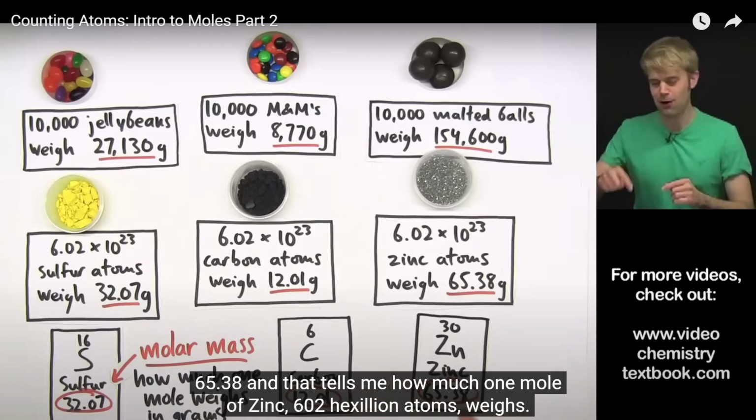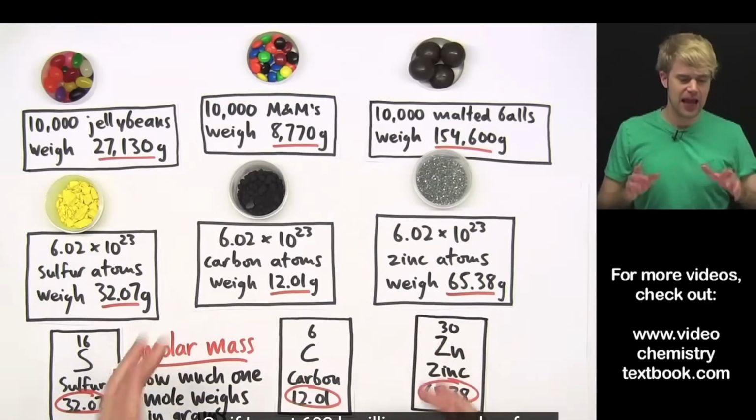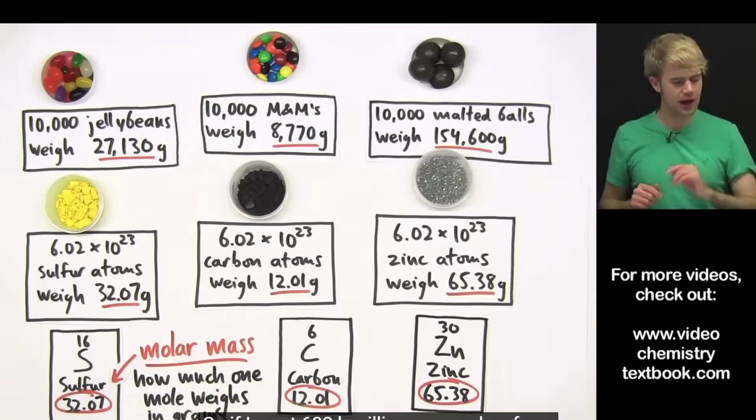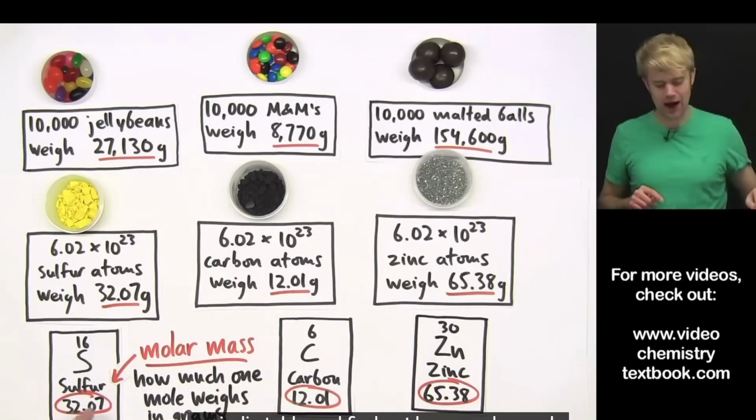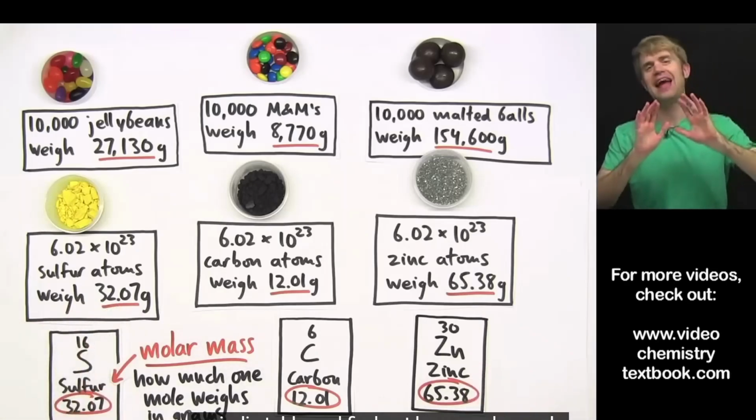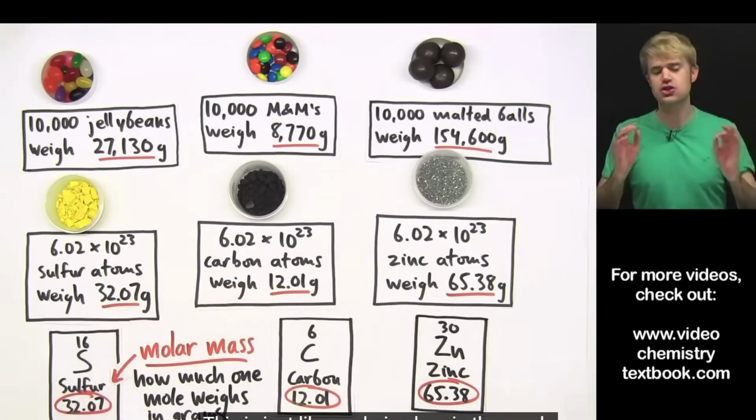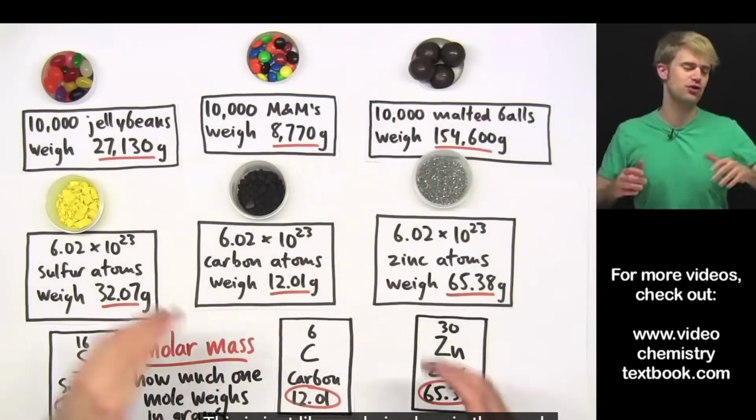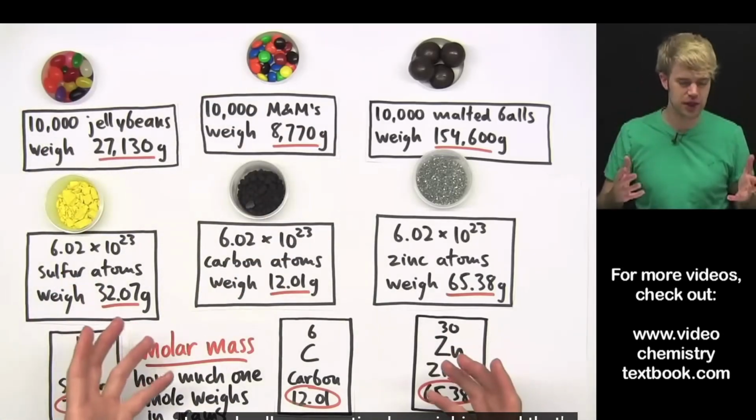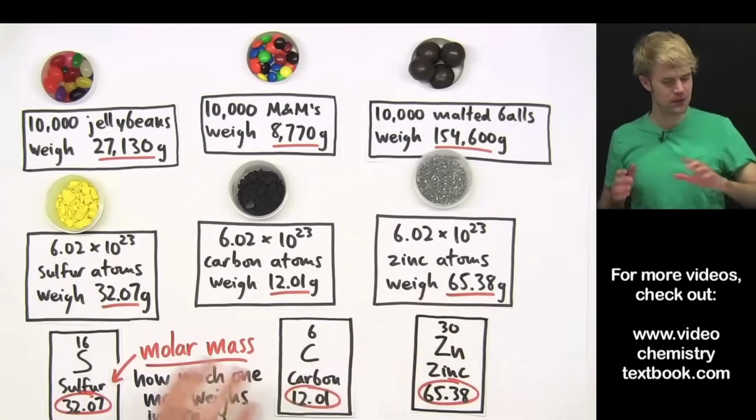65.38, and that tells me how much 1 mole of zinc, 602 hexillion zinc atoms, weighs. So, if I want 602 hexillion, 1 mole, of any kind of atom, all I've got to do is look on the periodic table and find out how much a mole of that atom weighs. And then I don't have to count any atoms. All I have to do is just weigh out this amount on a scale. This is just like me being lazy in the candy factory. I don't want to have to count out these jelly beans or M&Ms, so I can just weigh them instead. I can do all my counting by weighing, and that's what I do with these atoms. I count by weighing out their molar masses.